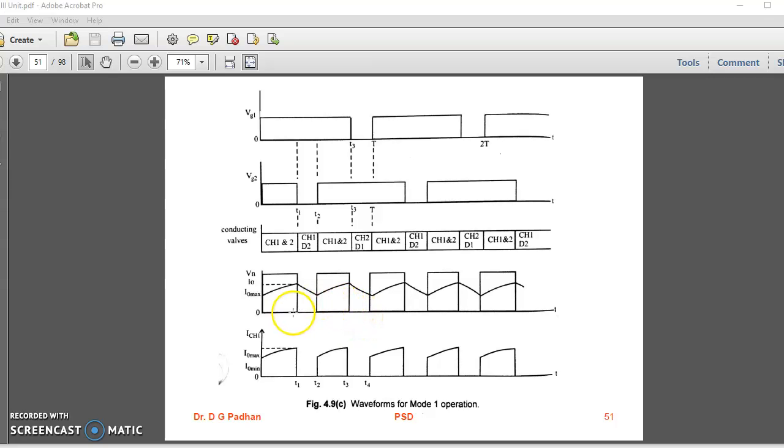And here, during this period, whenever chopper 1 and chopper 2 are conducting, the current is increasing, current is positive and voltage is positive. So the operation will be in the first quadrant. Here the average current is positive. The average value of this current is varied by varying the on time and off time of chopper 1 and 2. Therefore the speed and torque are controlled.